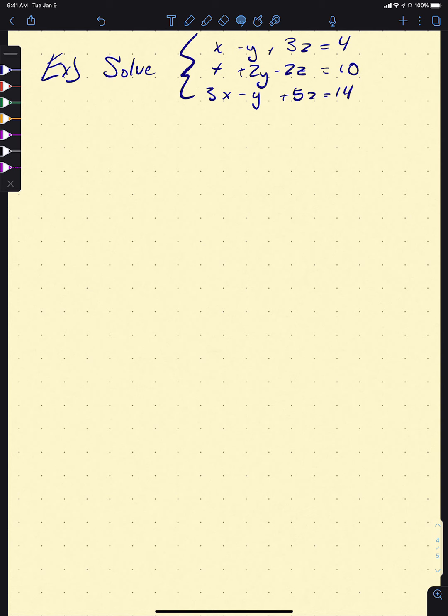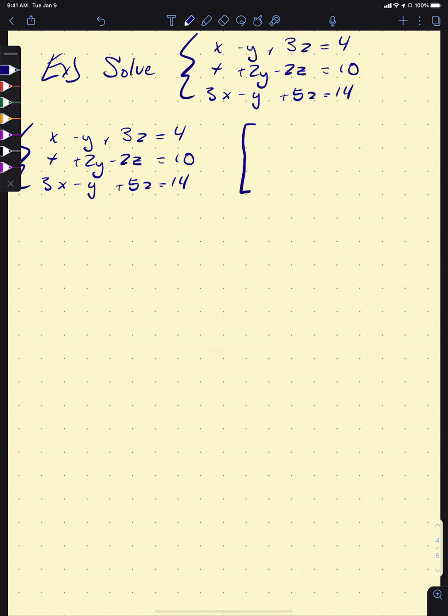So the first step is just going to be rewriting our system. I am going to abuse the fact that I'm on an iPad for this, okay? And then over here we need our matrix. So let's write our augmented matrix for this system. Looks like we're going to have 1, -1, 3, 4. It looks like 1, 2, -2, 10, and 3, -1, 5, 14.